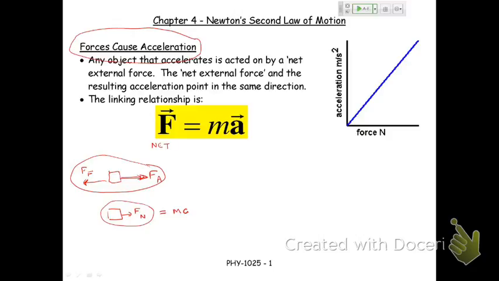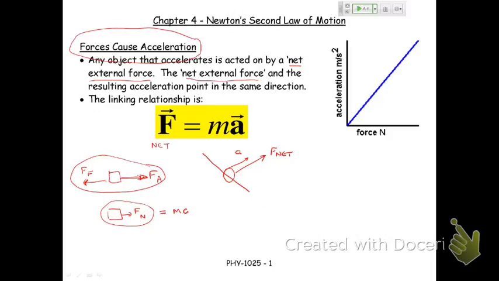Any object that accelerates is acted on by a net external force. The net external force and the resulting acceleration point in the same direction. So if I have a particle in space and I have an F net in that direction, then there is the acceleration in that direction. Now, this is again a bit subtle. Acceleration is not the same as velocity. If we're standing still and we have an acceleration in that direction, then we will start moving in that direction.